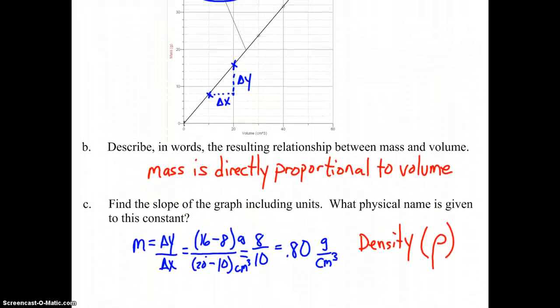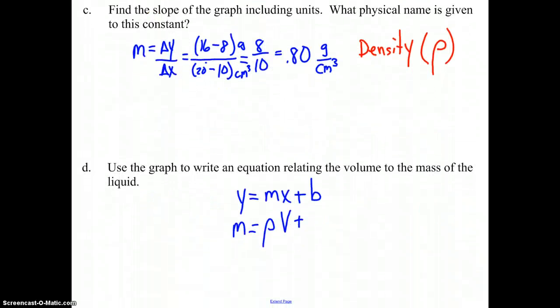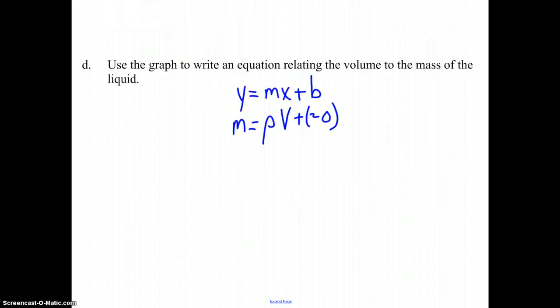We scroll up to our graph, look at where our y-intercept is, and it even tells us in that box right here that the y-intercept is 0.01 whatever. Essentially, if we've done a good job here, it's essentially 0. So what you get out of this is m equals rho v. If we isolate for rho and divide both sides by v, rho equals m divided by v. What you should recognize from that is that that is the equation to calculate density. That's where the equation came from.